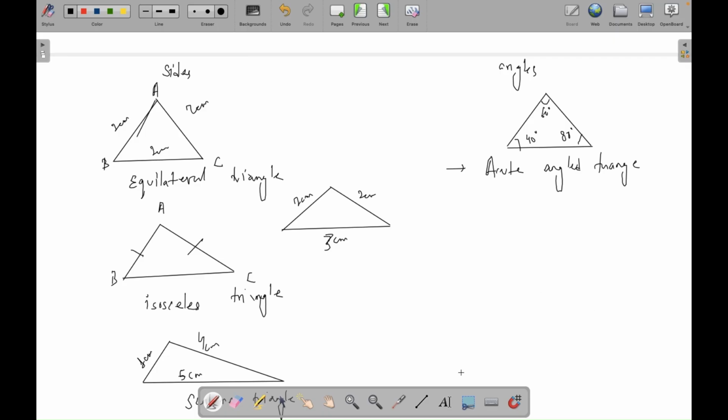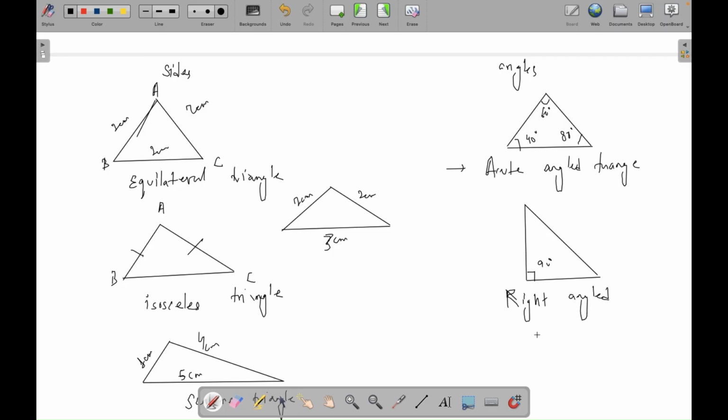Okay. Another type of triangle you have is a right angled triangle. A right angled triangle means at least one of the angles is a right angle. It means one of the angles must be 90 degrees. So if one of the angles is equal to 90 degrees, then you call that triangle right angled.